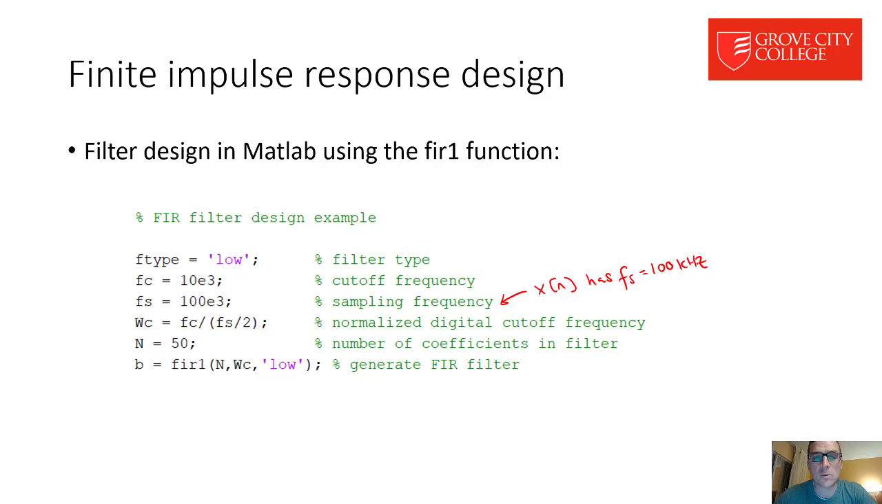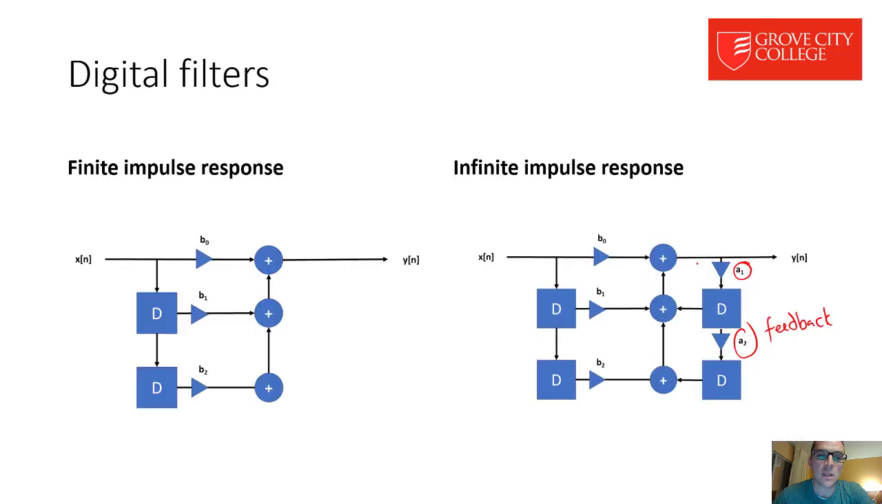And then we come to a little bit of an arbitrary number. N is the number of coefficients in your filter, or the number of B coefficients. Here, that means N is going to be the number of delay and multiply branches that you have in this discrete time system. So there's no hard and fast rule as to what N should be.